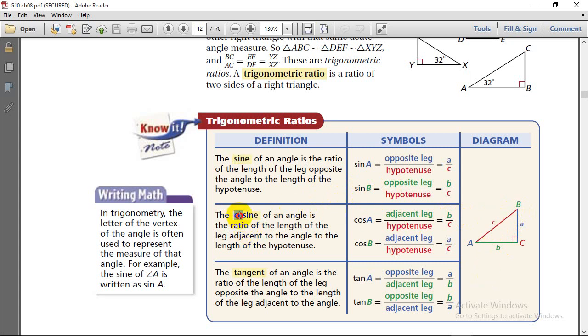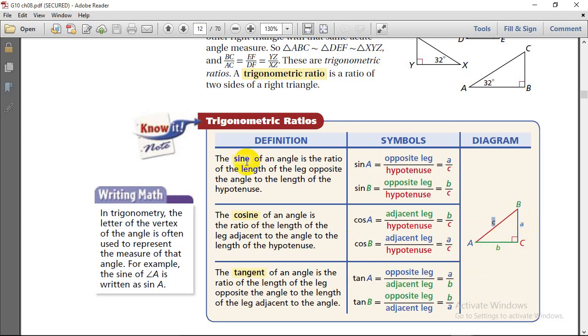Now, what is the cosine? Cosine of the angle is the ratio between the lengths of the adjacent, take care of this, adjacent over the hypotenuse. So if I'm at A, what's the adjacent of A? It's B. And what's the hypotenuse? Of course, it's C. What about cosine B? It will be the adjacent, which is A, over the hypotenuse, which is C.